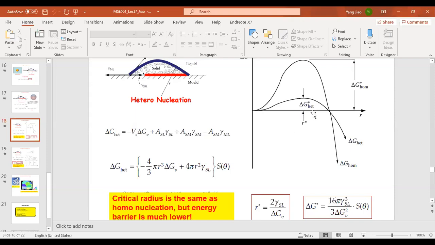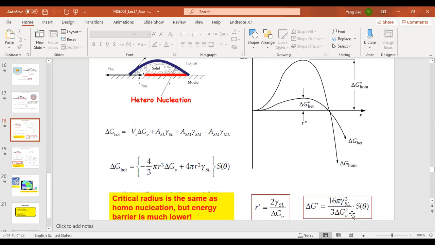However, in the case of heterogeneous nucleation, this is our second observation, for the same radius of the nucleus, now it's just a partial sphere. It's just the spherical cap, but the spherical cap is associated with the same radius. For the same radius of the nucleus, you have a much lower energy barrier, right? So this is the critical nucleus size, which is the same as in the homogeneous case, but the critical energy is much lower, reduced by a factor of S(theta), right?